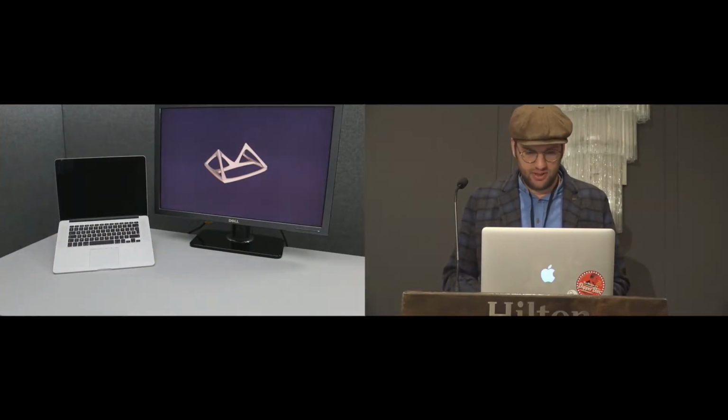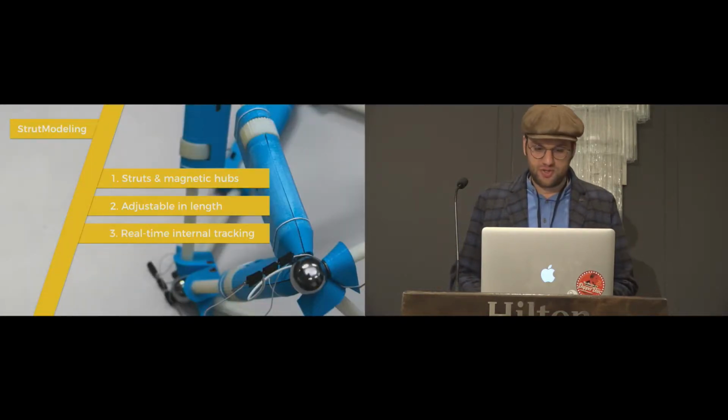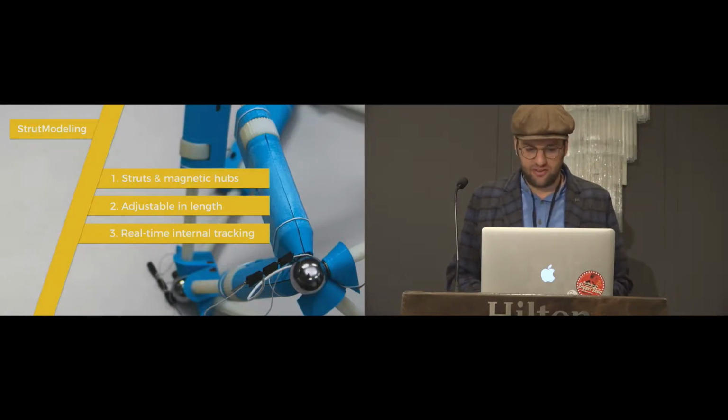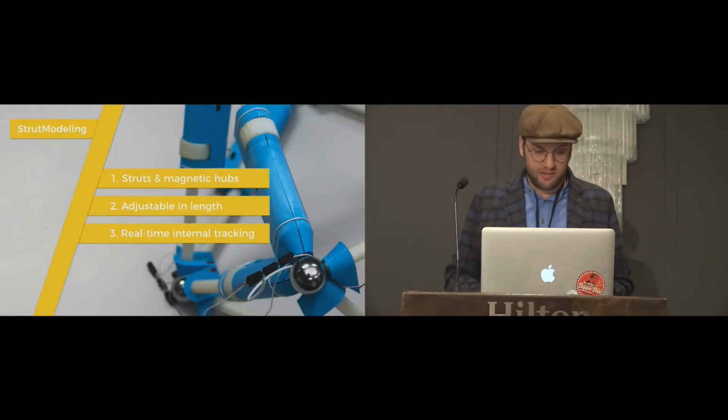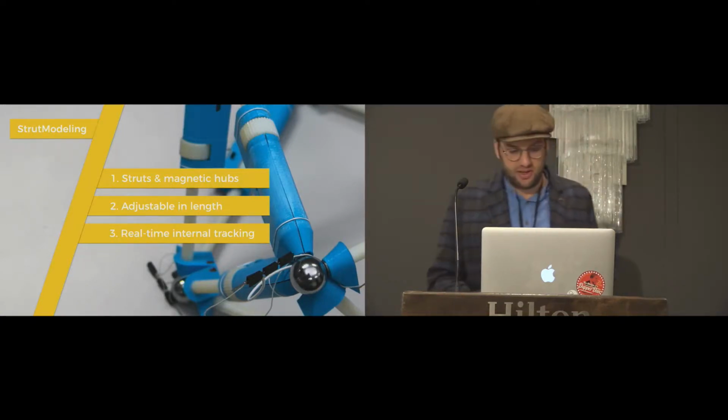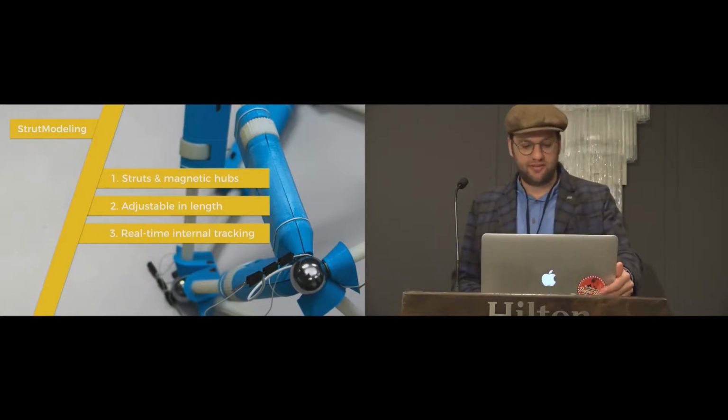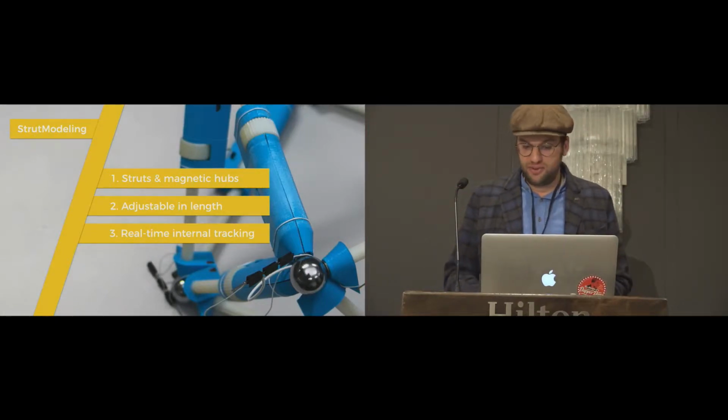So in short, strut modeling uses struts and hubs to build a physical object. The hubs are magnetic and the struts are actively communicating to the central hub. The users can adjust the strut's length to model around physical objects. So you can build in physical space and use the struts to adjust according to the physical models that you have. Every strut is tracked in real time and is being rendered in a virtual environment.